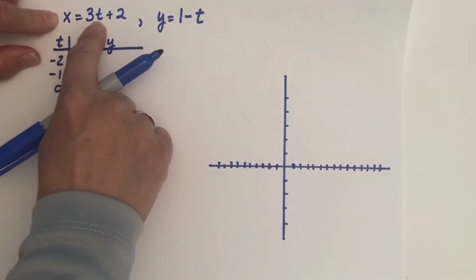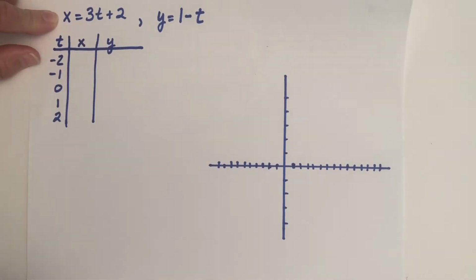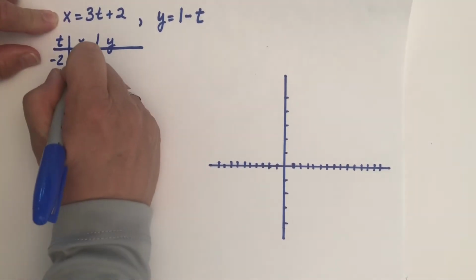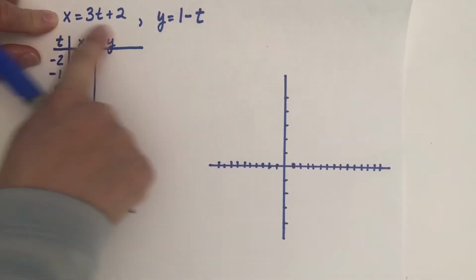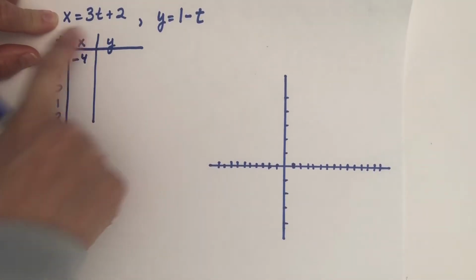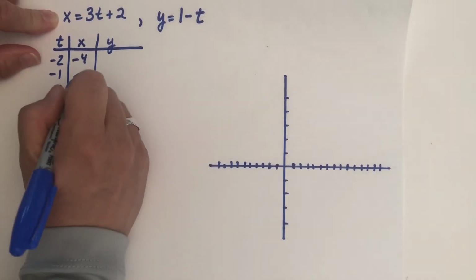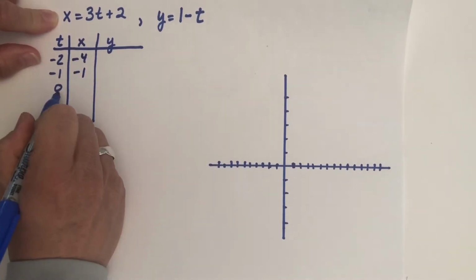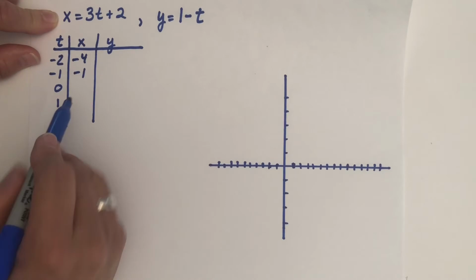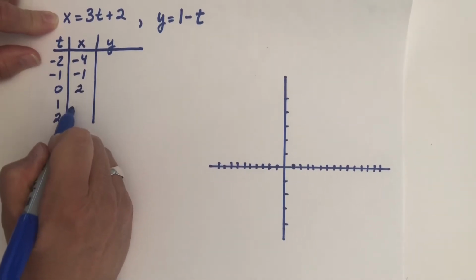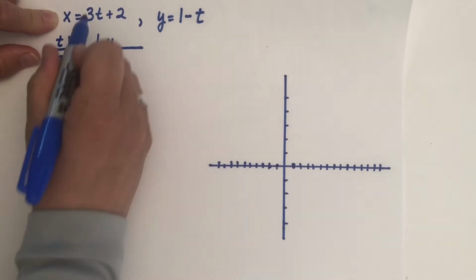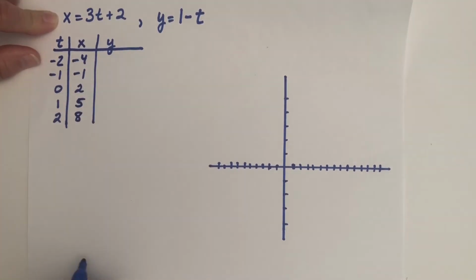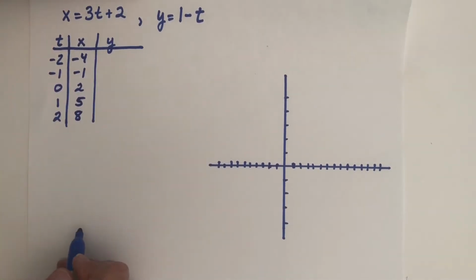So I'd have 3 times -2 plus 2, and that would give me -4. Let me just continue working with this x value. So 3 times -1 plus 2 would be -1. Put in 0. 3 times 0 plus 2 would be 2. Similarly, I put in 1 and I get 5. And I put in 2 and I get 8. Now let's move to our other equation.